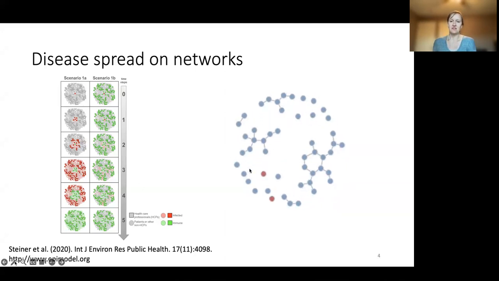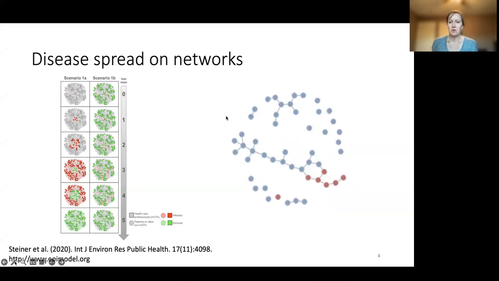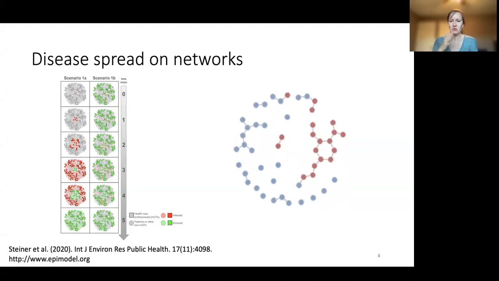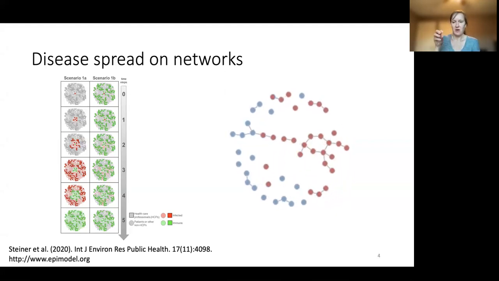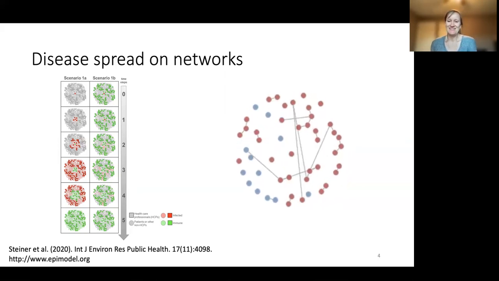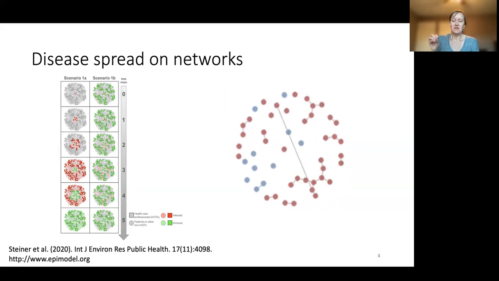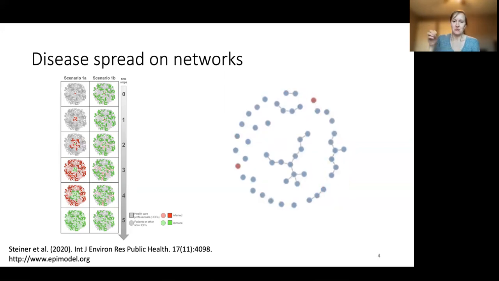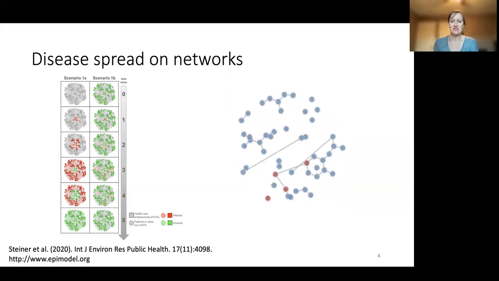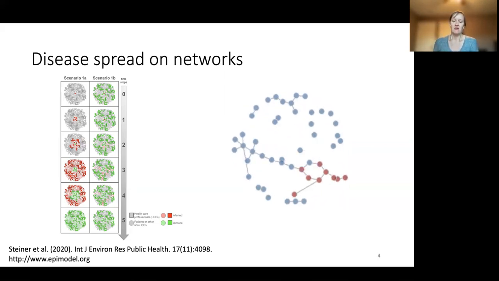And then on the right is just a visualization of what that disease spread looks like on a dynamic network as we move forward in time, where when we start the little simulation, there's an individually infected node in red, and then we slowly see that they spread across those individuals as they connect with their different ties.